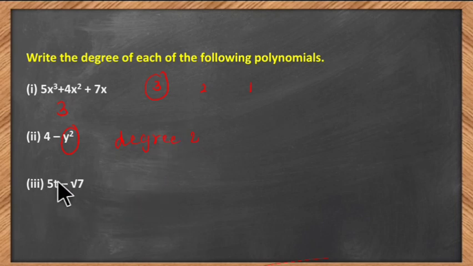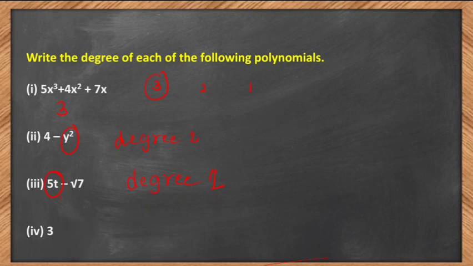Next question, 5t minus root 7. So which is the variable here? t is the variable. What is the power? Power is 1. So here degree is 1. We are having only one variable there, t, that is having power 1. If the power is not there, we have to take that as 1. So degree is 1.